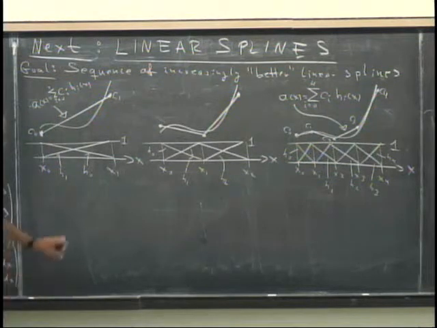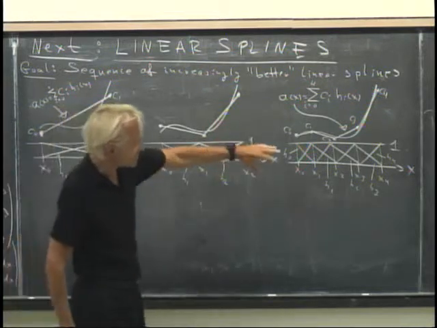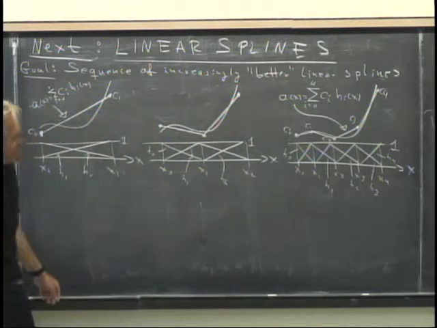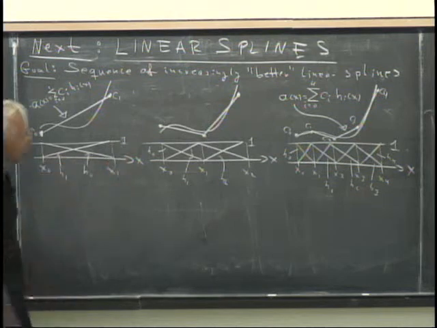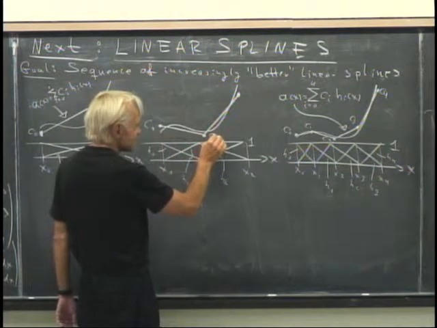Okay. So what's given, what's to be computed? Well, we are given the function to approximate, and we are given, implicitly, this basis set, the basis functions, which are hat functions, and we need to compute the coefficients from c0 to cn minus 1.